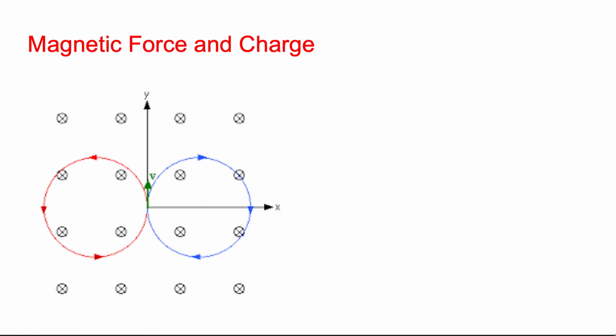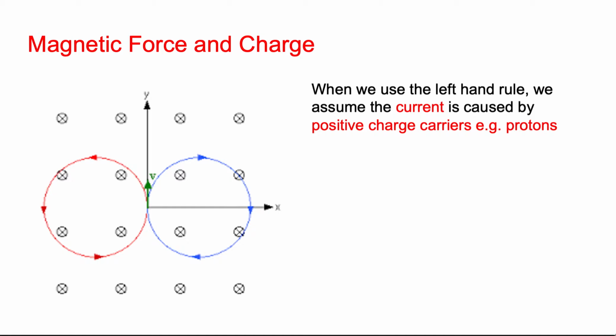The reason I brought this up is because I've been looking through some past paper questions, and a lot of the past paper questions are a bit unfair. What they tend to do is consider the effect of the magnetic field on a negative charge. Why is this not fair? Well, when we use the left-hand rule, there is an assumption, and that assumption is that the current is conventional current, i.e. it is caused by positive charge carriers, for example, protons.